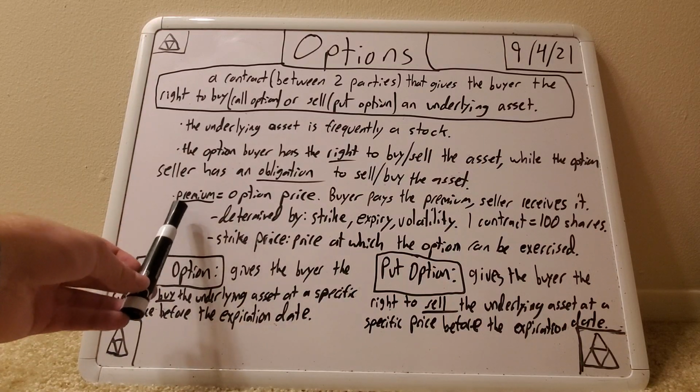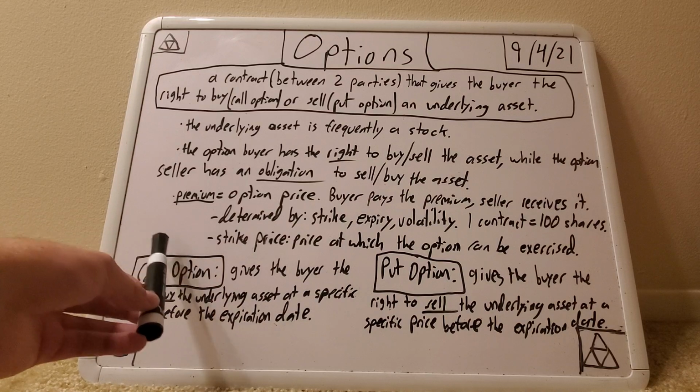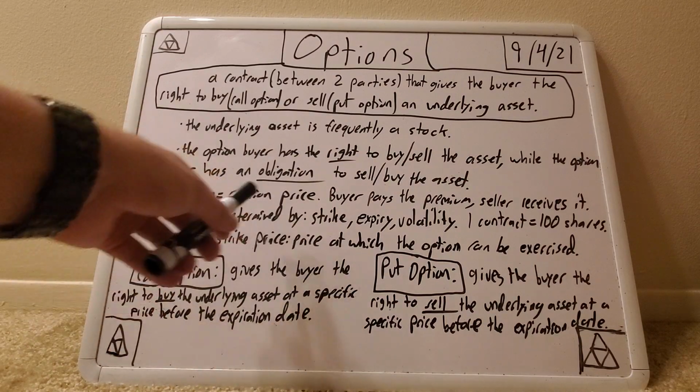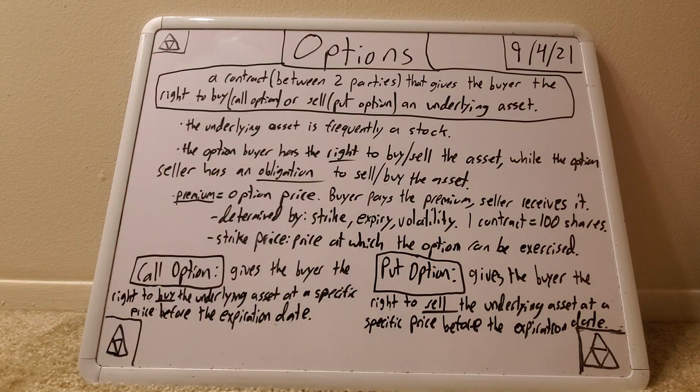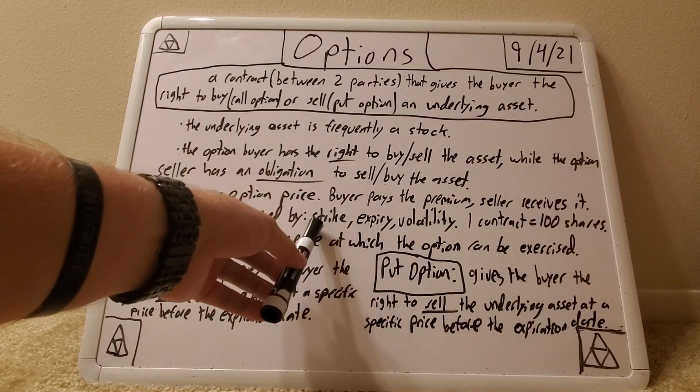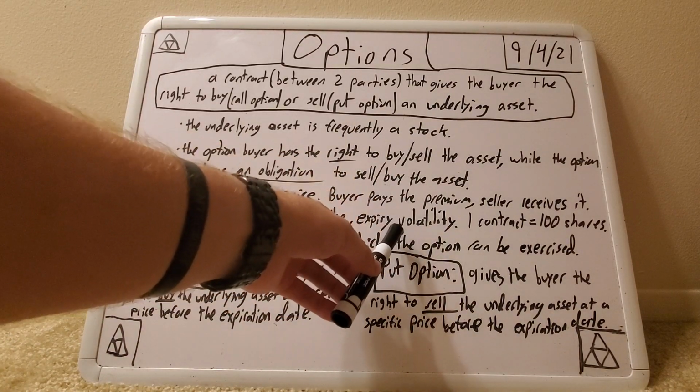And the premium of the options contract is just the price of the option. So whenever you see premium for options, you can just think that's the price. The buyer pays the premium and the seller receives it. And this premium, so the price, is going to be determined by the strike price, the expiry, and volatility.